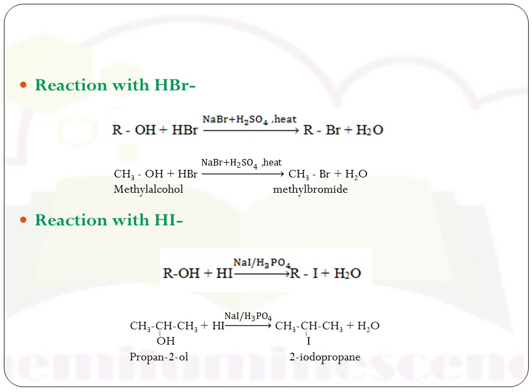This is the example. Propan-2-ol when it reacts with hydrogen iodide forms 2-iodopropane. The OH group of this propanol is replaced by iodine and forms 2-iodopropane, and water is formed as a byproduct. The next reagent for preparation of alkyl halide from alcohol is phosphorus halide, either phosphorus trihalide or phosphorus pentahalide.